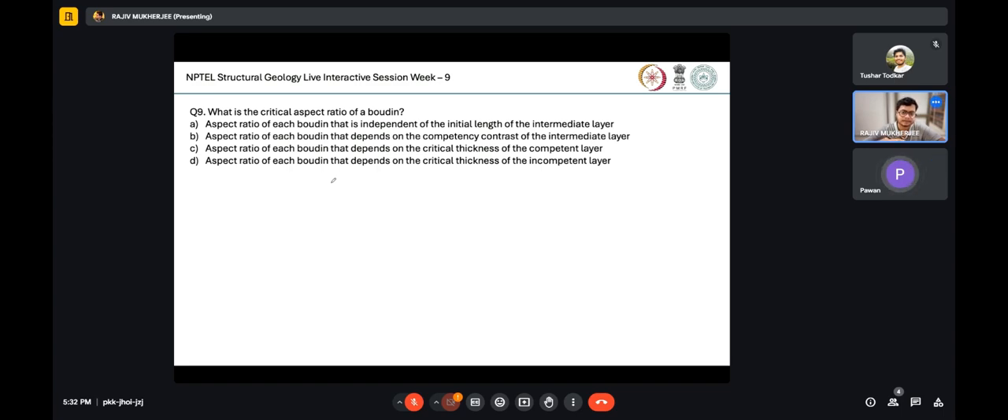Sir, see, it depends upon the competent layer, because small Boudins are thinner and large Boudins are thicker. Exactly. So the critical aspect ratio AC is defined as the aspect ratio for a certain thickness of the competent layer.